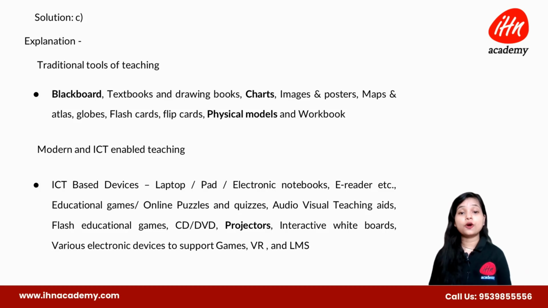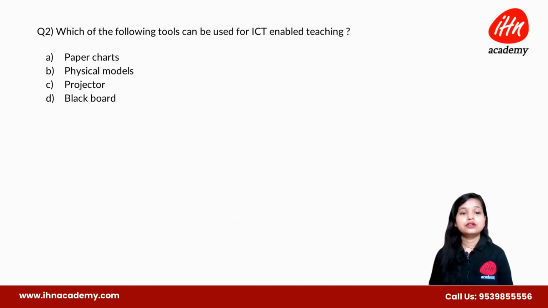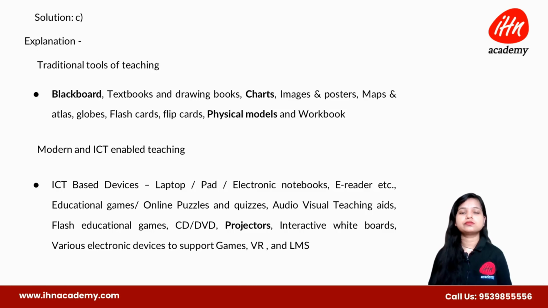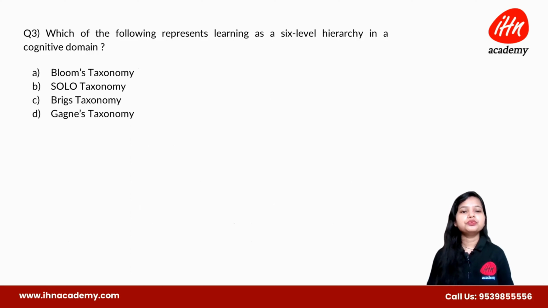So I have highlighted the options. You can see the options. इसमें से 3 paper charts, physical models और blackboard हमारे traditional tools में आते हैं. So the rest will be ICT enabled. Clear? Yes. Next. Which of the following represents learning as a 6-level hierarchy in a cognitive domain?